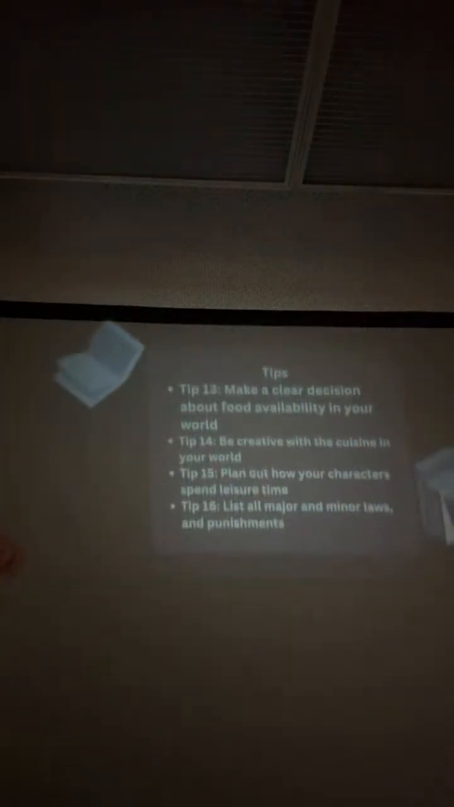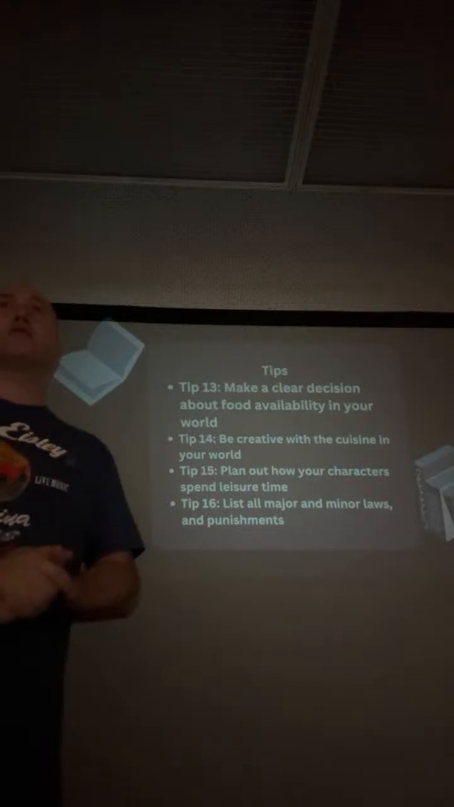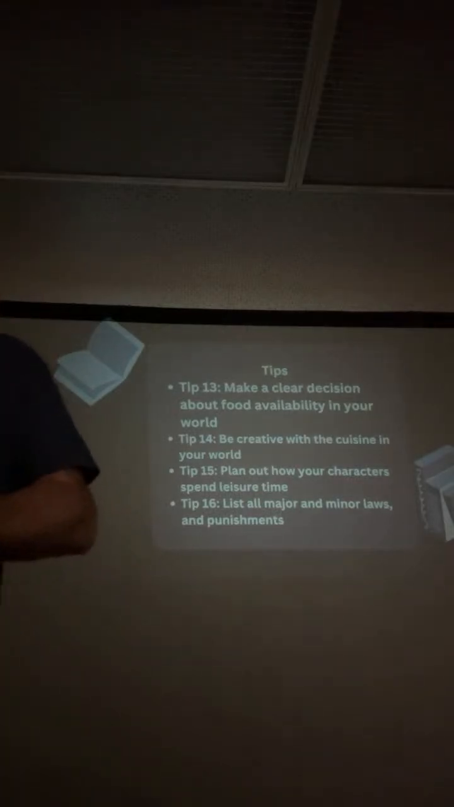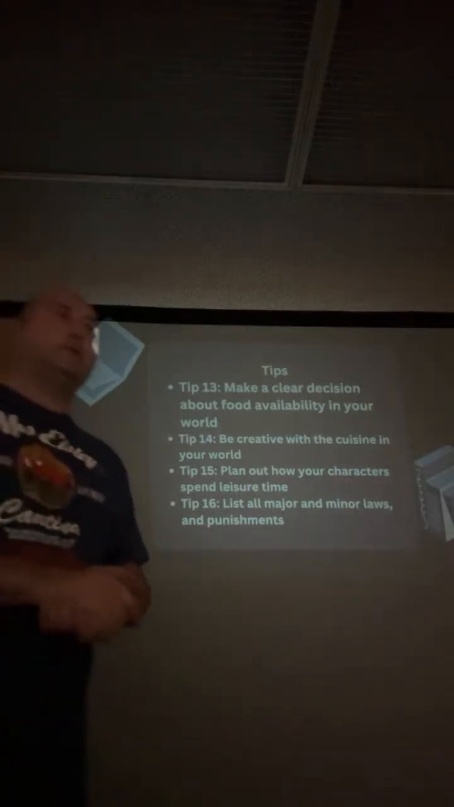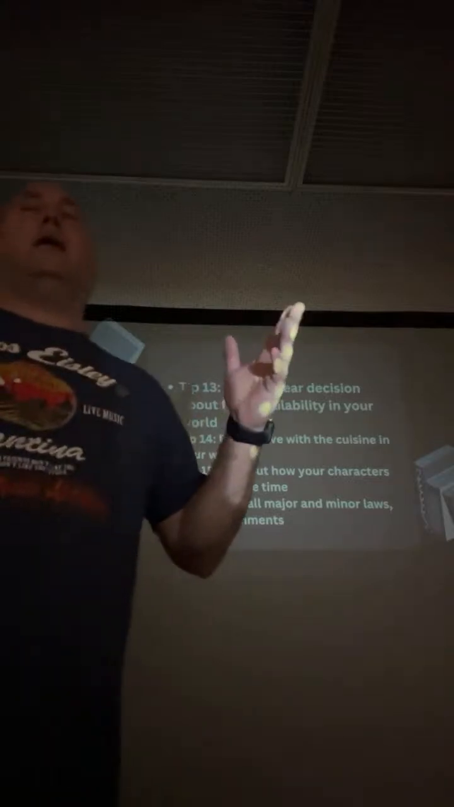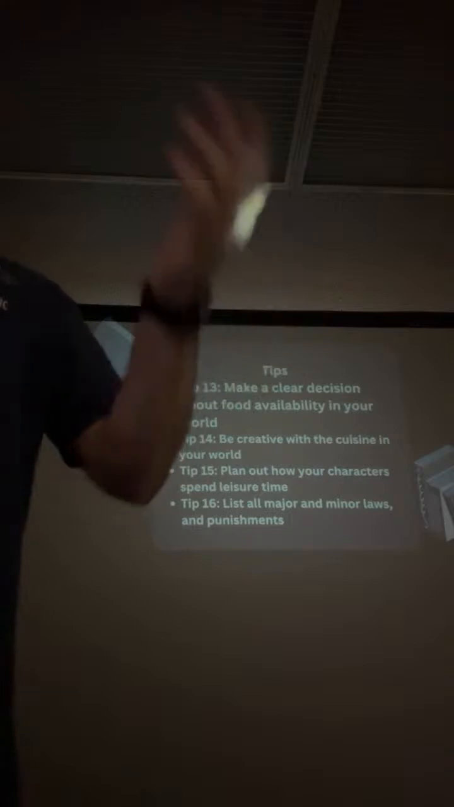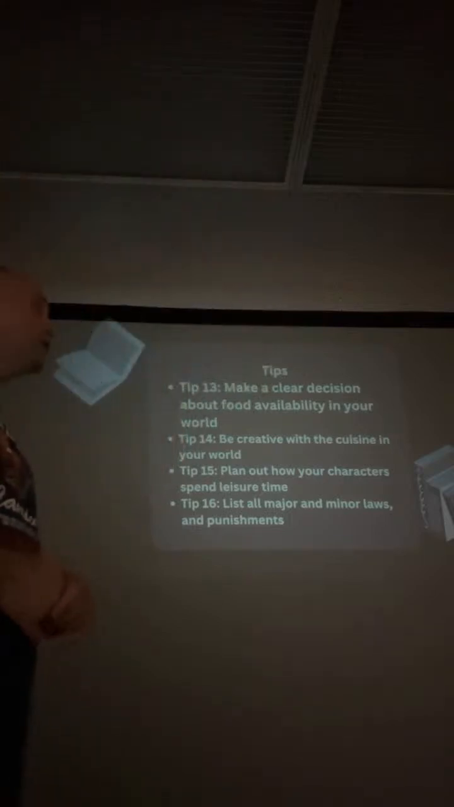All right, tip number 13, make a clear decision about food availability in your world. How available is food going to be? How expensive is it going to be? What types of food are going to be available? Is there going to be an issue with people having difficulty getting food? If so, why? Is food going to be readily available? If so, why?